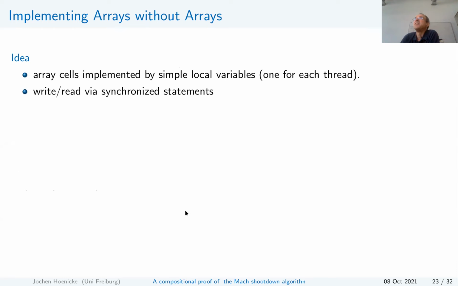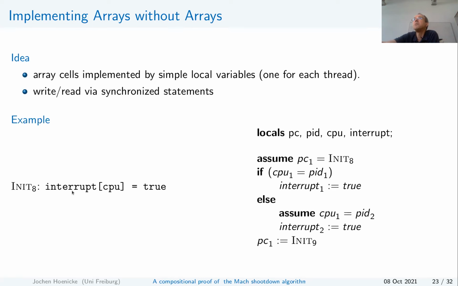So instead of having global arrays, we have local variables, and the arrays are implemented by local variables. And each thread contains one cell of the array. And we do read-write by using synchronized statements that change the local variables of more than one thread. So 2 threads basically communicate. One thread is really driving the action. It wants to write something. Here's an example. Here we have one thread that wants to set the interrupt cell to true of a CPU that may be a different one.